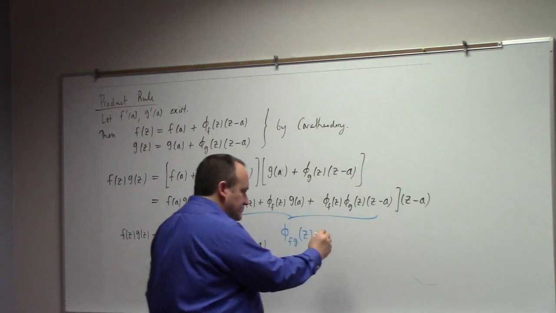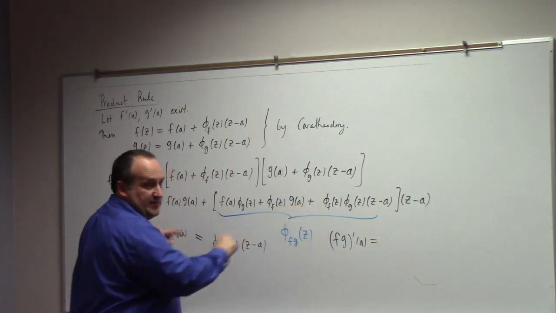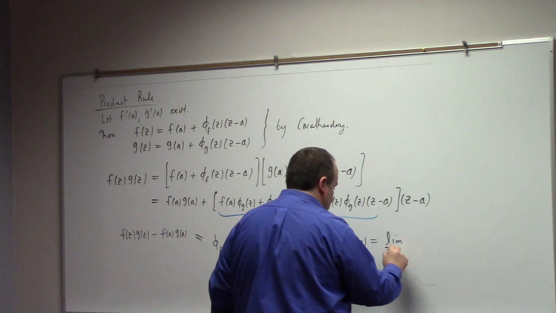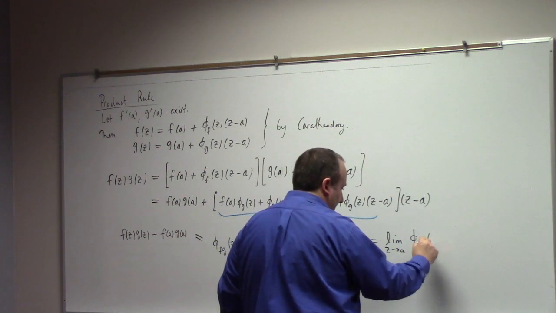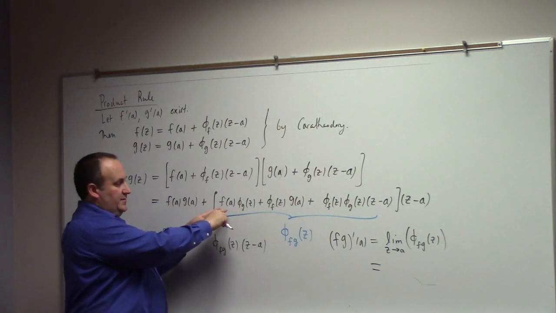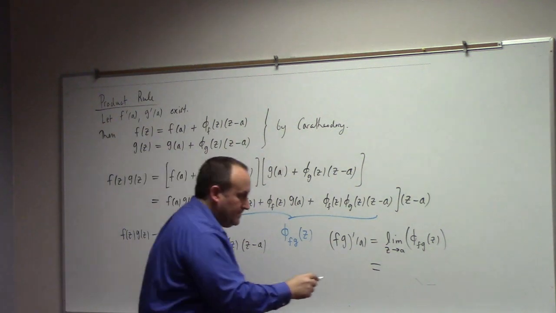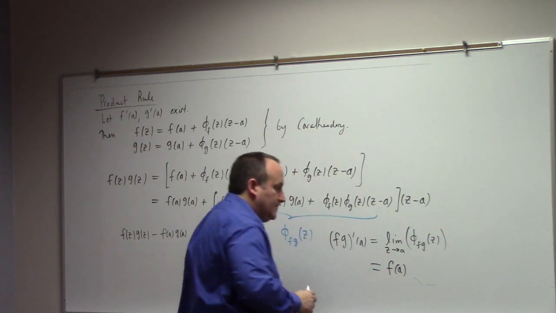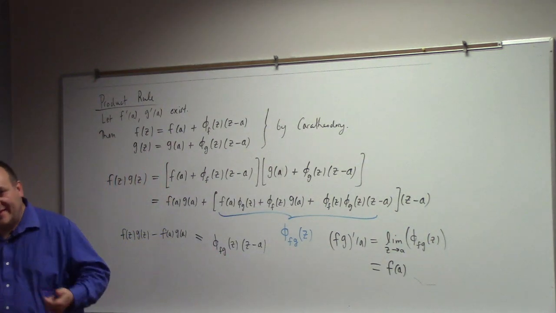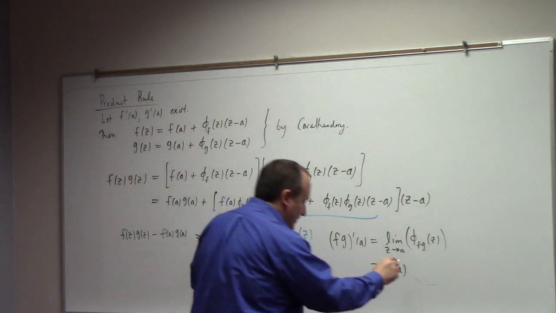So thus, fg prime of A is equal to the limit of this, right? And don't make me write all the steps out here, but you guys tell me how it works out. Look at it. Tell me what the answer is. What happens with this first term? As z goes to A, this goes to what? F of A times what? What's f prime of A, or g prime of A? There you go. So that would be g prime of A.